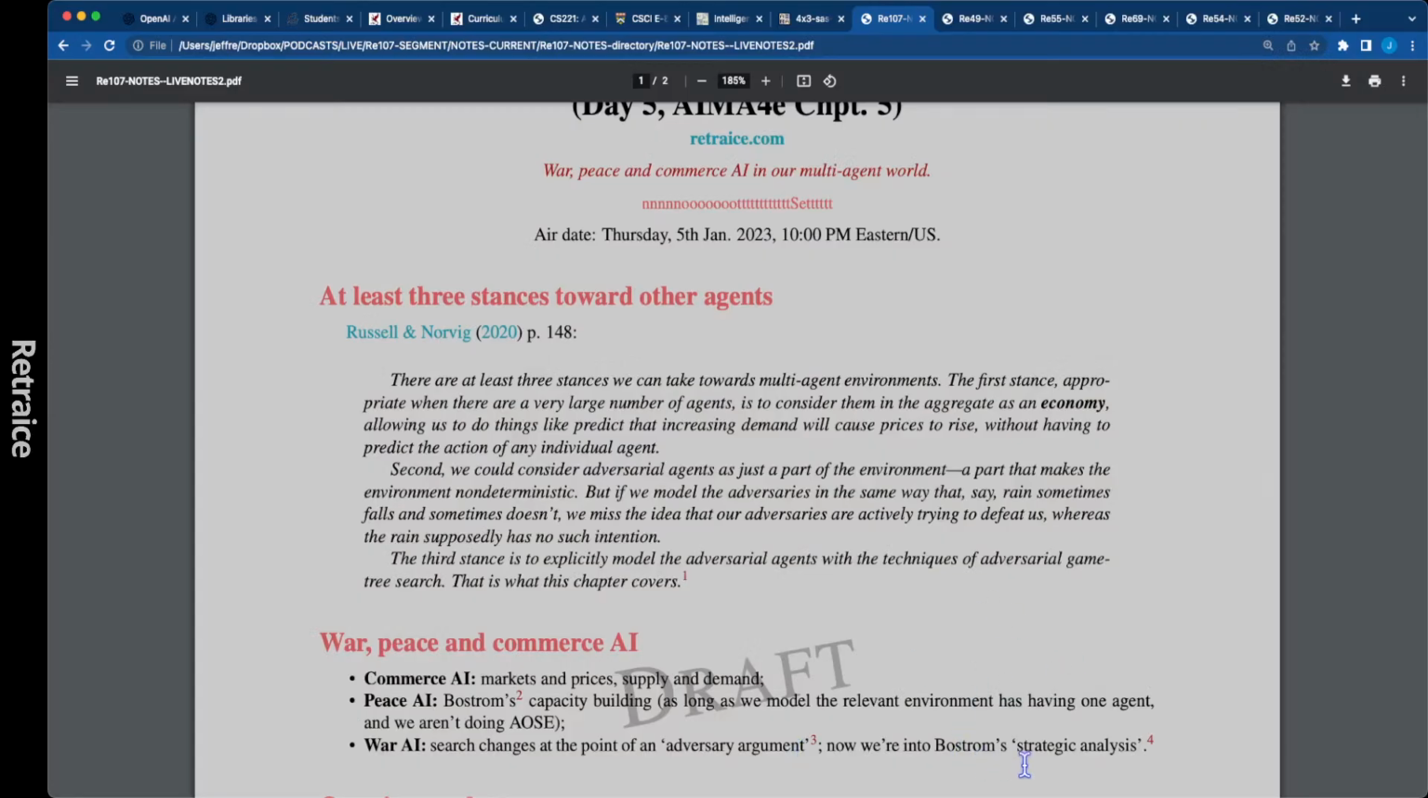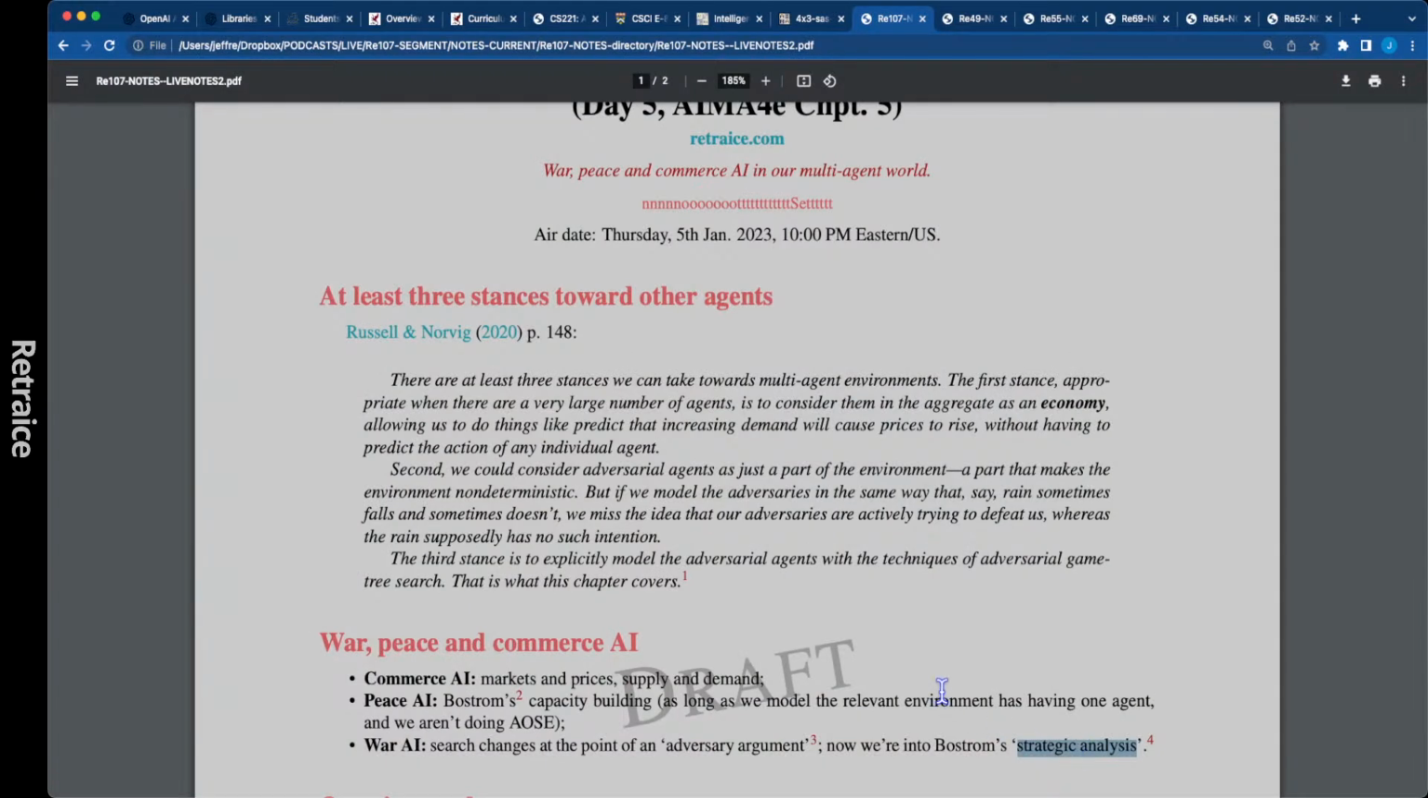Okay, now we're into Bostrom's strategic analysis, the results of strategic analysis. You can do strategic analysis during peace AI, or doing peace AI in an environment where you're not treating other agents as agents. But the results of strategic analysis become relevant in war AI, and they're also relevant in commerce AI. But what he's talking about is much more like war than commerce. We're probably not going to be doing deals with the owl. The owl doesn't want to do deals. The owl's not interested in our wares.